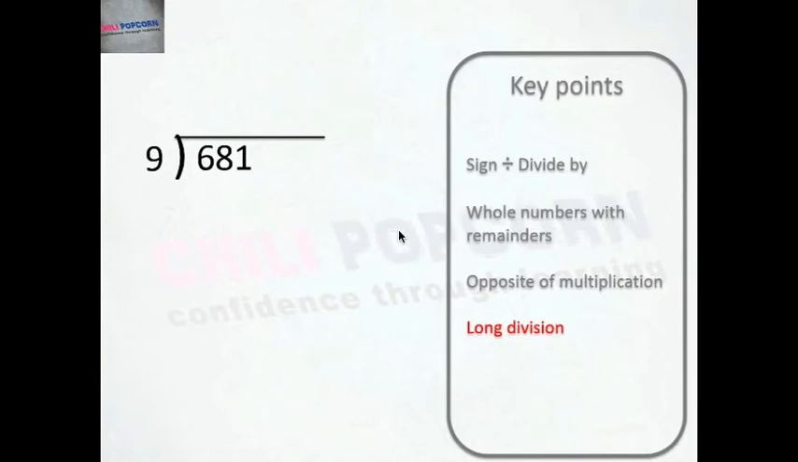Okay, so in this example, first of all, what are we trying to do? We're doing 681 divided by 9. And I'm going to write out my 9 times tables just so that I can point out to you the logic of what we're going to do next.